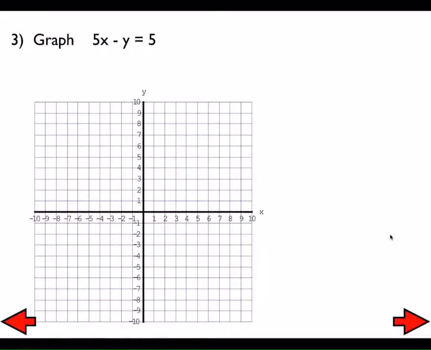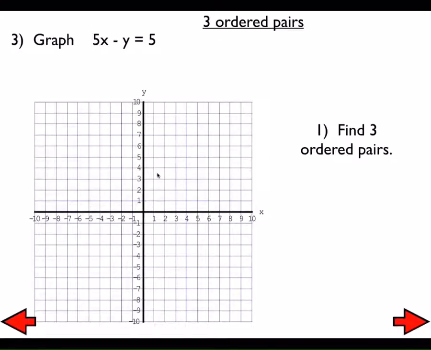Okay, looking at number 3. This time I'm going to give you just the first part of the ordered pair. I want you to tell me what the second number is going to be. So if I say that the x here is 1, how do I know what y has to be? You're going to plug it in. 5 times 1 minus something has to equal 5. 5 times 1 is 5. 5 minus what is going to give me 5? 0. So that means y has to be 0. So my ordered pair is 1, 0.